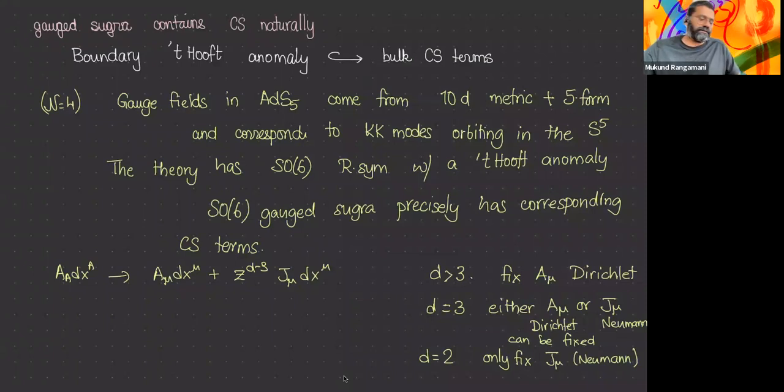The statement I made was that while I discussed Maxwell theories, it just so happens that in most AdS CFT examples with AdS3 bulk, you don't get Maxwell terms. You only get Chern-Simons terms. Right.